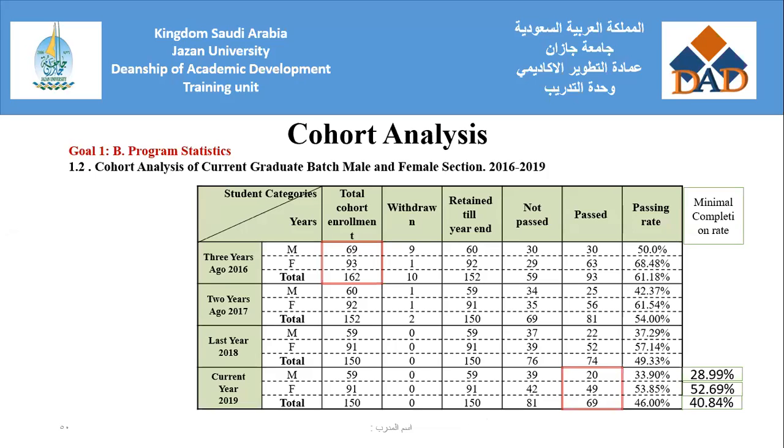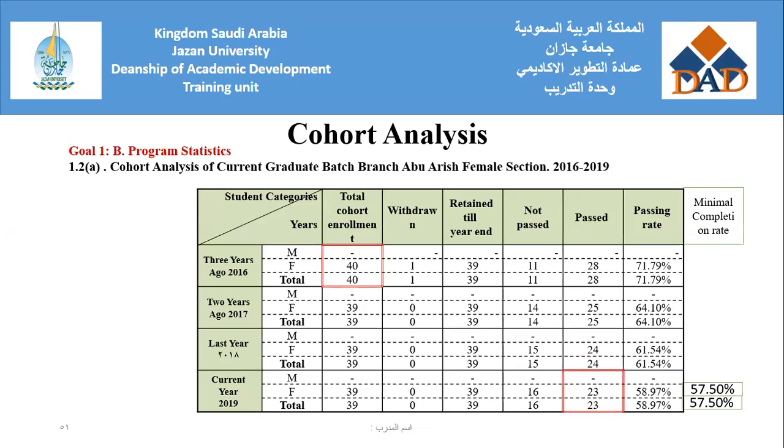And this is item number B in the annual program report, cohort analysis of the current graduate batch, male and female sections. I have taken the male and female sections already calculated in previous tables. The same table we have taken, so we can complete directly. This is the program statistics for the branch observatory section. The previous slide indicates male and female sections. This table indicates the male observatory section.